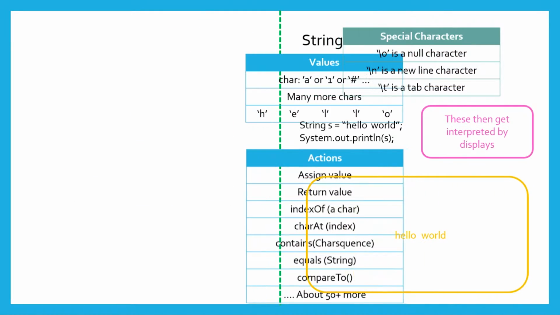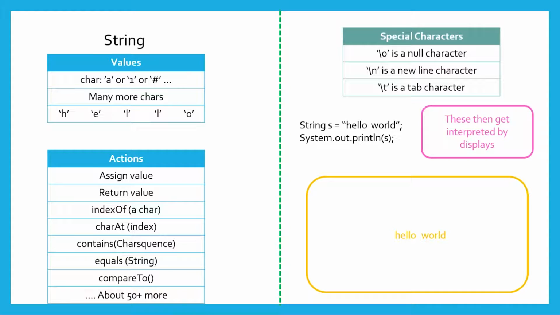Java also includes several special characters that are known as escape sequences. Here are a few of them. Notice that the \0 is a null character. If you put it inside a string, it will look like a space. Every string is terminated by this null character. Therefore, an empty string includes only a null character.